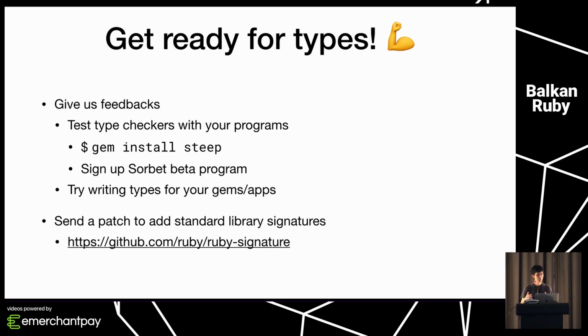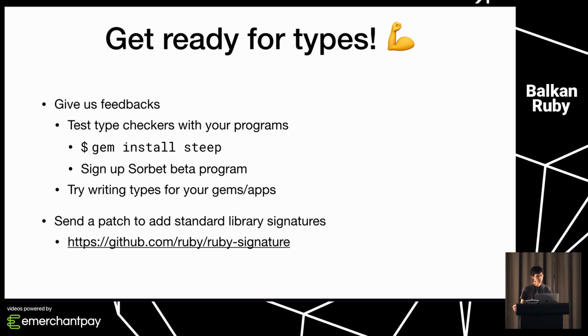We test the type checkers ourselves, of course, but there must be a lot of Ruby programs we haven't tested, so you can test and give us feedback. Another thing is to try writing types for your gems or applications. If you think for only a few minutes about how we can write the type definitions, you may find some serious problems. If you tell us the feedback about that, we will think about how we can support your applications.